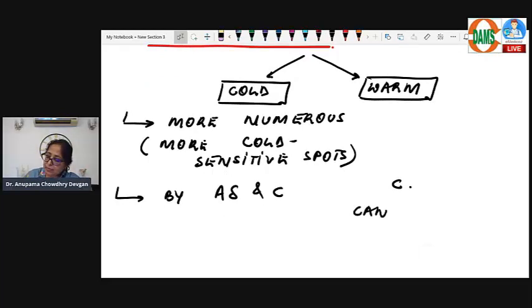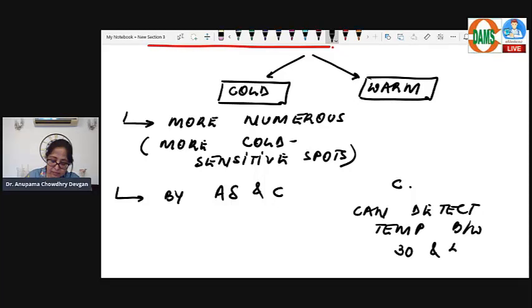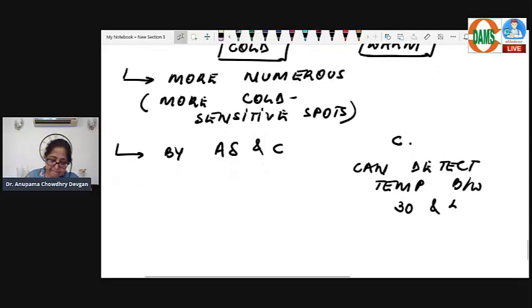Warm thermoreceptors can detect temperatures between 30 and 45. Thermoreceptors will detect temperature. The thermal nociceptors, when the temperature is excessive, when you touch something hot, that is a thermal nociceptor, painful, when temperature becomes painful, right?